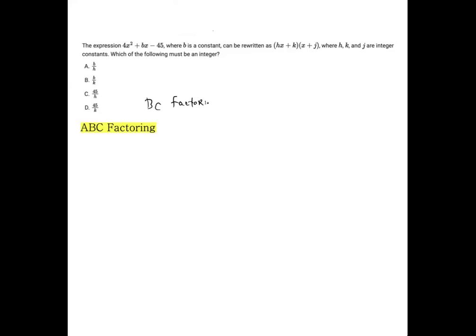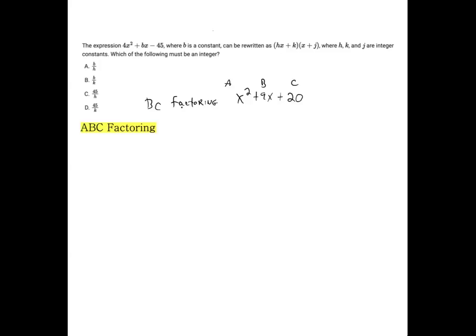BC factoring would be an example like x squared plus 9x plus 20. Now, a quadratic is in the format of ax squared plus bx plus c. So here the a is 1, the b is 9, the c is 20. So when the a is the invisible number 1, and we're only really seeing the b and c terms, in this case 9 and 20, that's BC factoring.